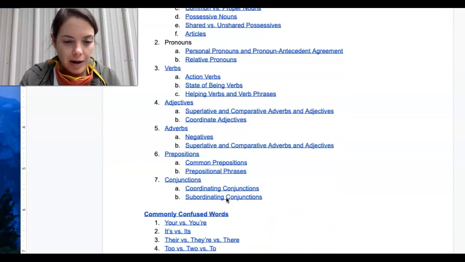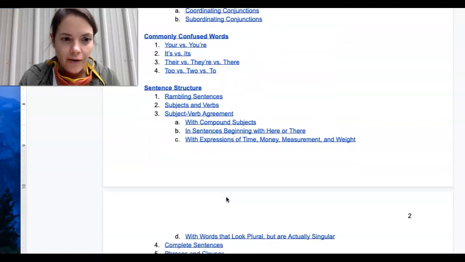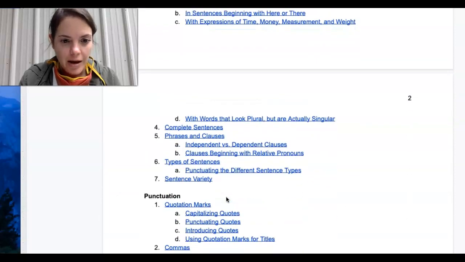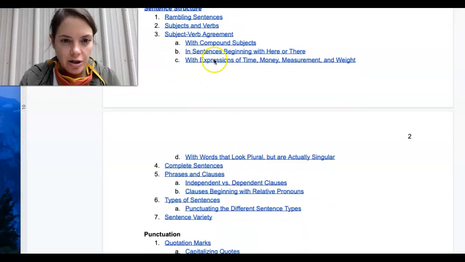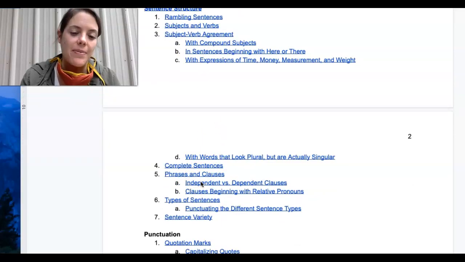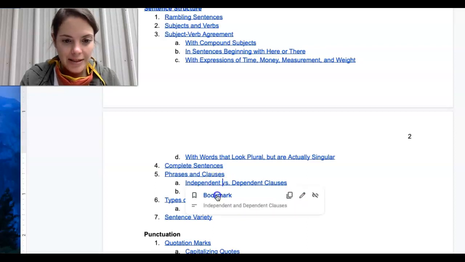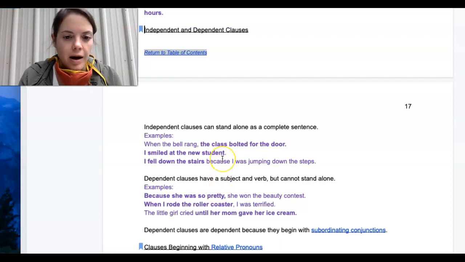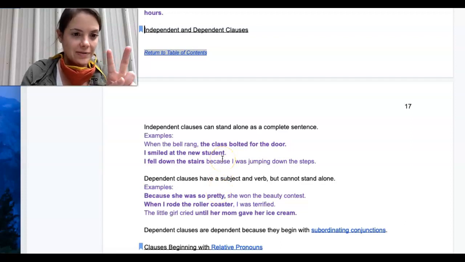So I'm looking at your grammar textbook right now. Remember, all of this stuff is in your grammar textbook. All right, and I'm going down to sentence structure, phrases and clauses, and independent versus dependent clauses, which is what we're talking about today. Okay, so I'm going to go to that section. All right, so like I said, two different types of clauses.